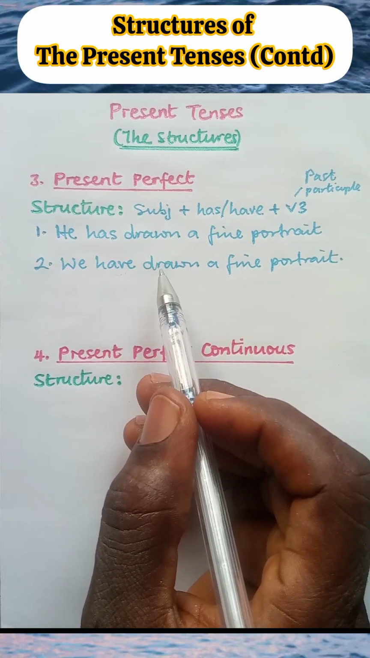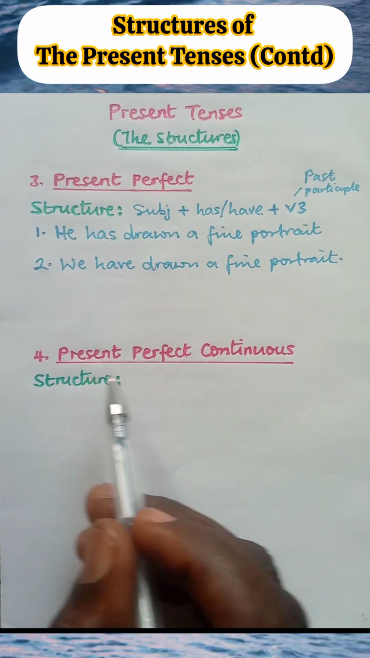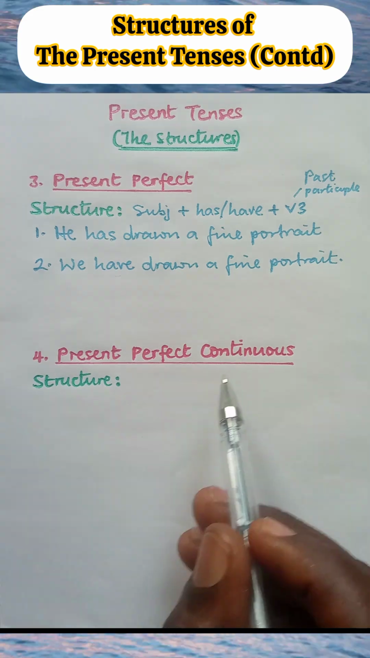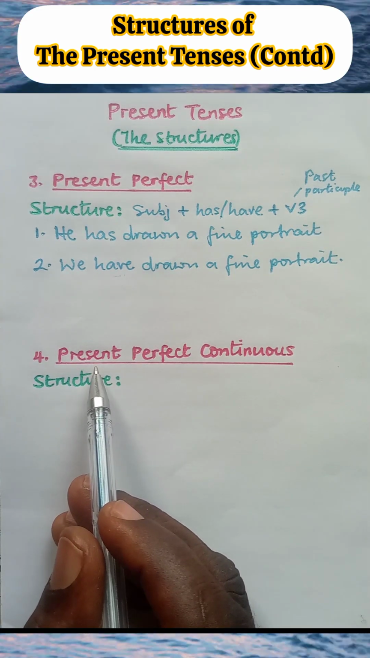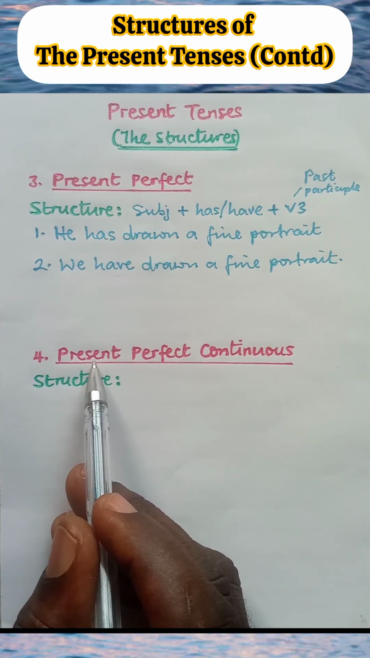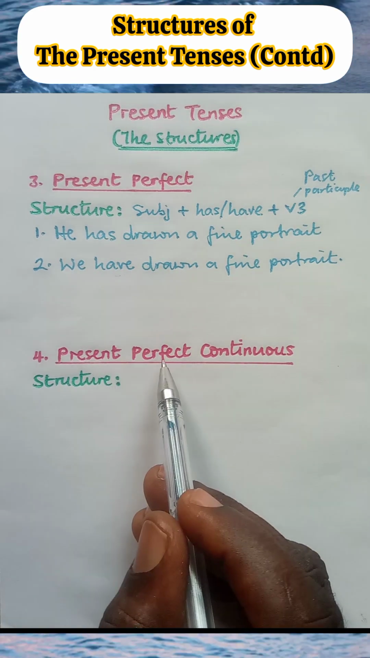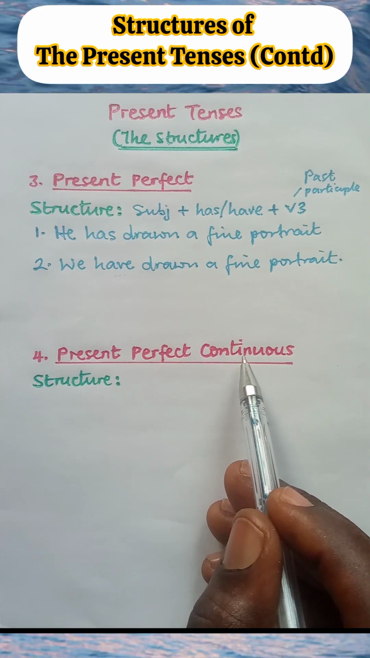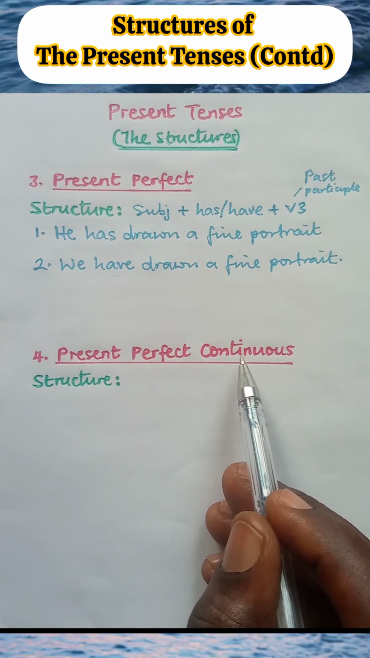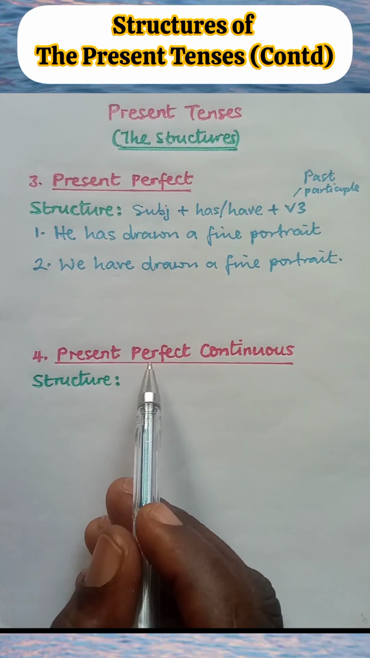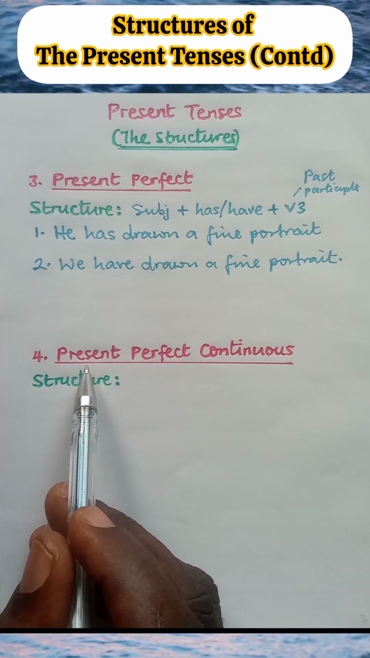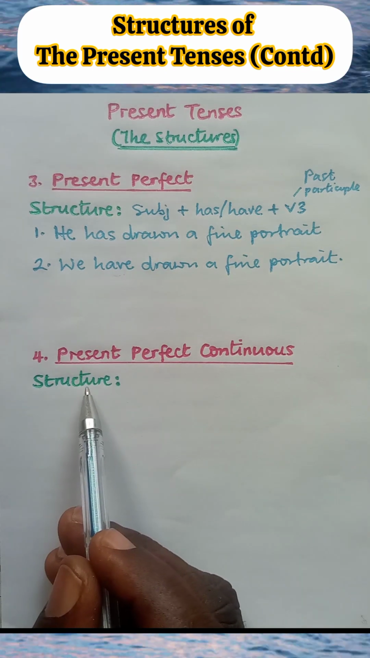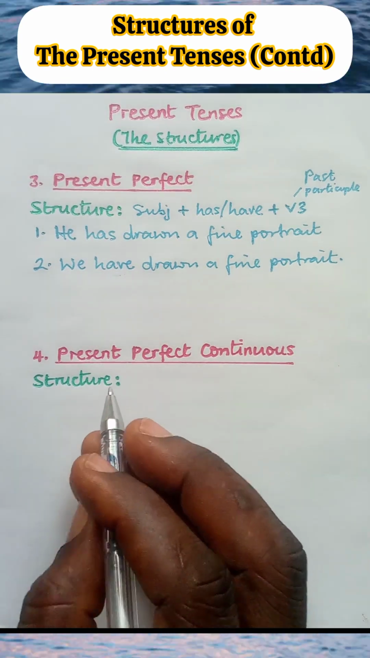Now let's go to the structures of the present perfect continuous tense. Here, 3 verbs are required, one to represent present, another to represent perfect, and a third one to represent the continuous, that is the progressiveness of the action. And here, since we have perfect coming after present, the verb that will represent present will have to be anomalous. Now let's look at the structure of the present perfect continuous.